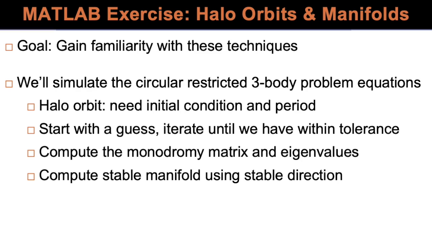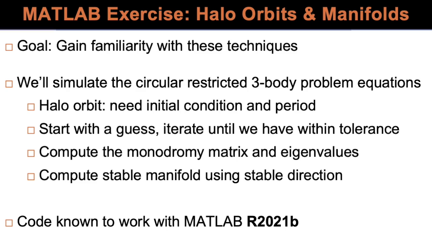But it gives you an initial guess that if you were to integrate it into full nonlinear equations, it might not fully come back. So it's not truly periodic. So you could use an iterative procedure, differential correction, to get something that's periodic within some desired tolerance. Maybe it comes back within centimeters. And then for that, we'll compute the monodromy matrix and the eigenvalues, and then compute the stable manifold using the stable direction. And this code, I know it works at least on my computer with MATLAB R2021B. I don't know how it will work with anything else.